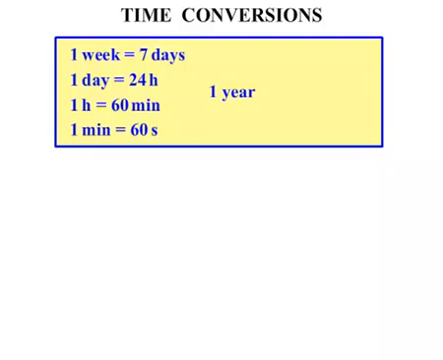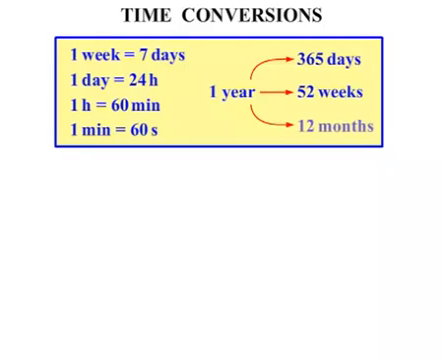Now 1 year, we can think of this a number of ways. 1 year is 365 days, unless it's a leap year, and we get 366 days in a leap year, 1 extra day. 1 year could also be considered as 52 weeks. Or 1 year is 12 months.